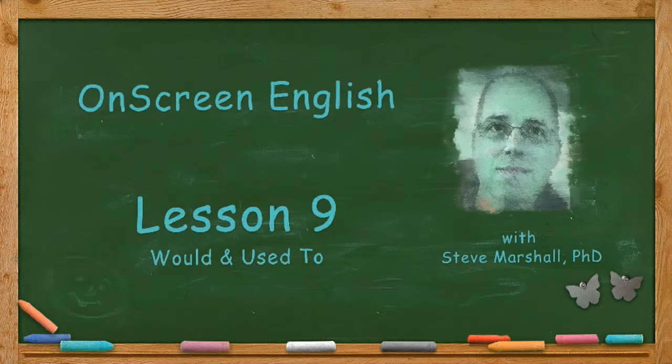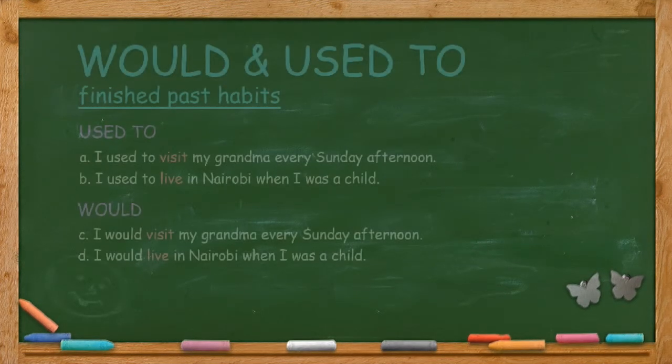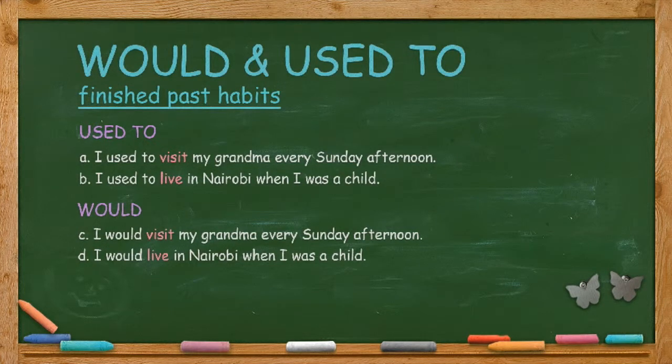Lesson 9 is on would and used to. We use would and used to when we talk about finished past habits.